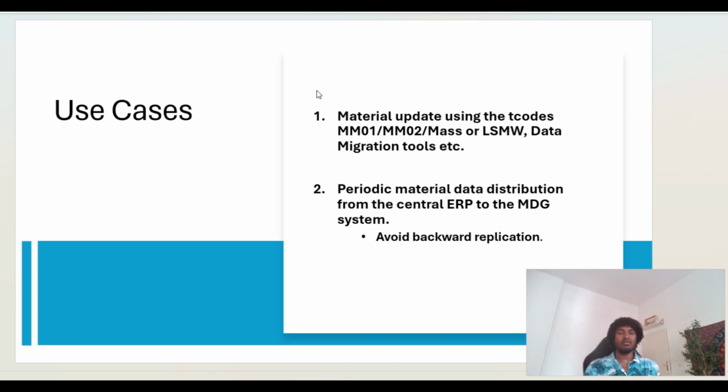Some customers use a firefighter access to update the material master directly using MM02 in the MDG system in case of emergency. So in all these cases, we should make sure that the material data gets automatically distributed to the target systems. So here we are clearly not using the MDG layer, so we need to enable certain business transaction events to trigger the replication to the target system. Let's go into the system and check together.